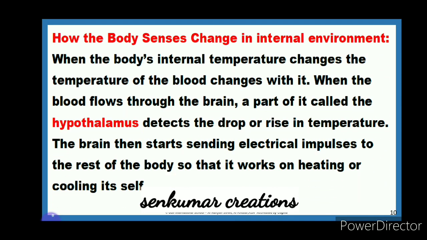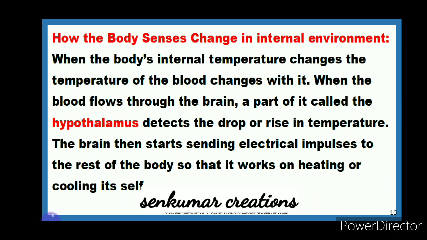So how does the body sense changes in the environment? How does the body detect the changes in the environment, when the temperature is increasing or decreasing outside the body? When the body's internal temperature changes, the temperature of the blood changes with it. When the blood flows through the brain, a part of it called the hypothalamus detects a drop or rise in temperature. So temperature changes outside the body are mainly changes in the flow of blood also.